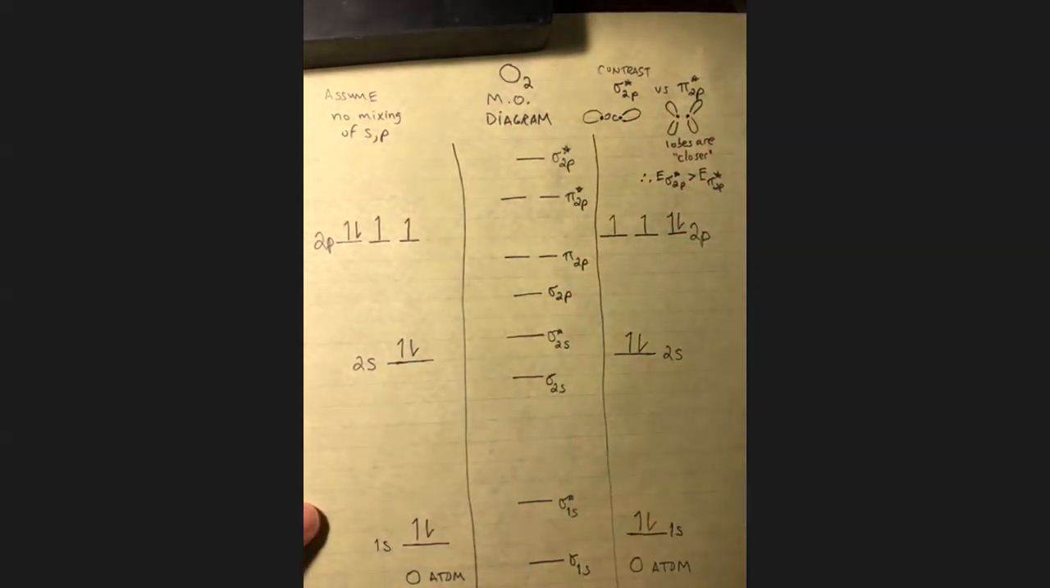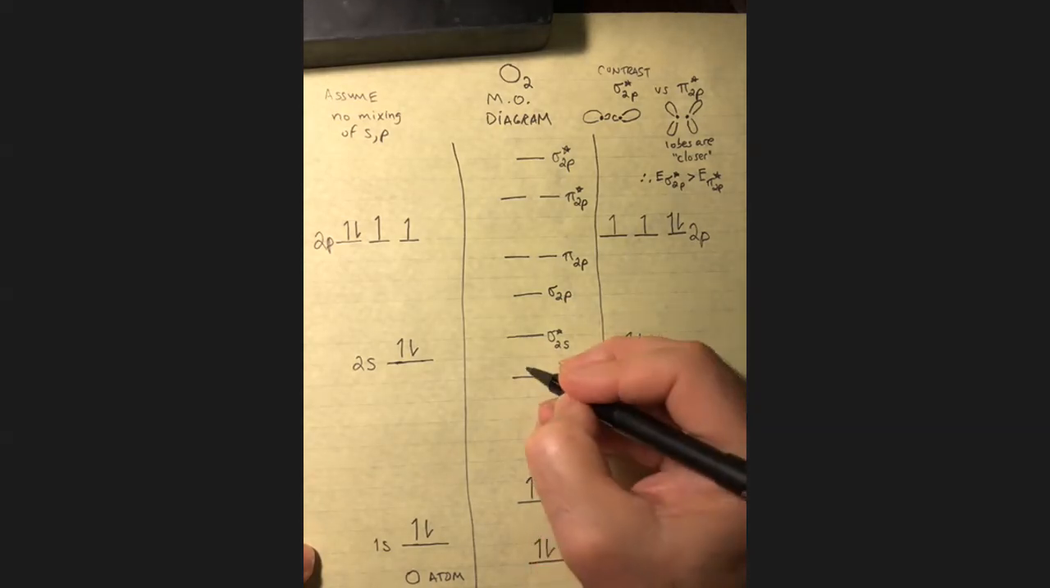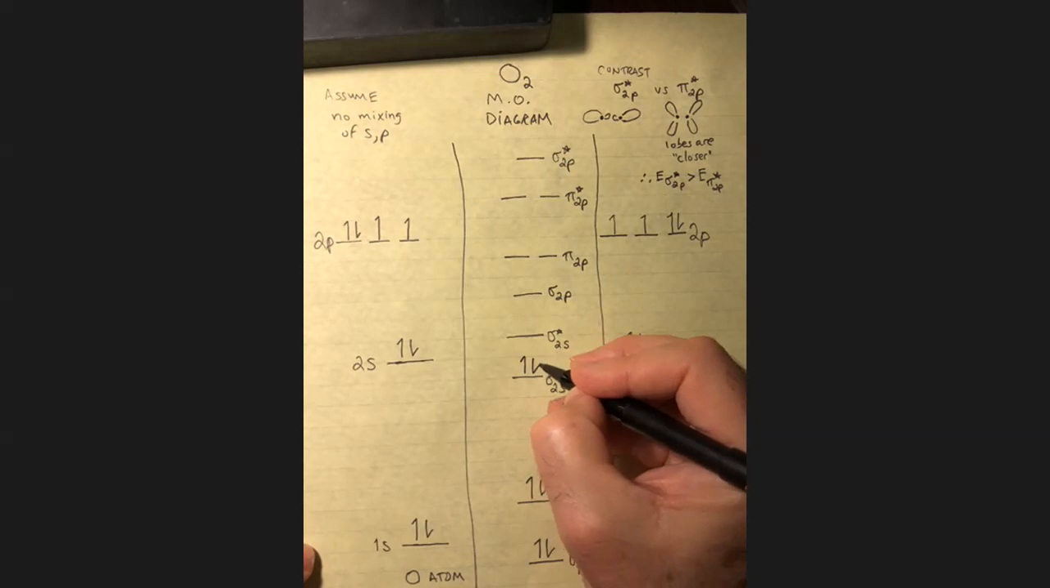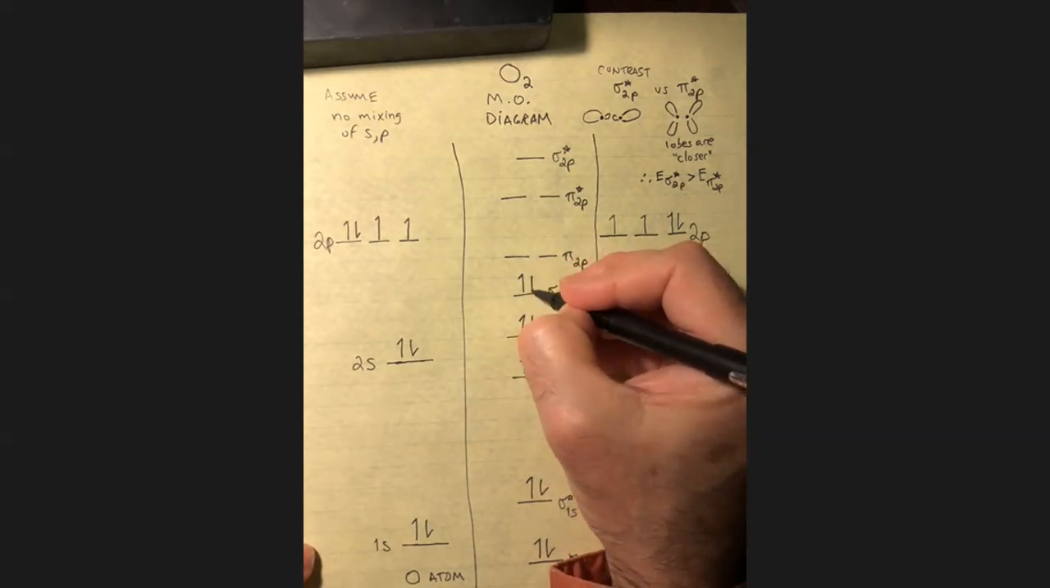So let's start. Remember the Aufbau principle? You start from the bottom. Now we're here. Okay, sorry about that. So we're going to put 16, right? So 2, 4, 6, 8, 10.